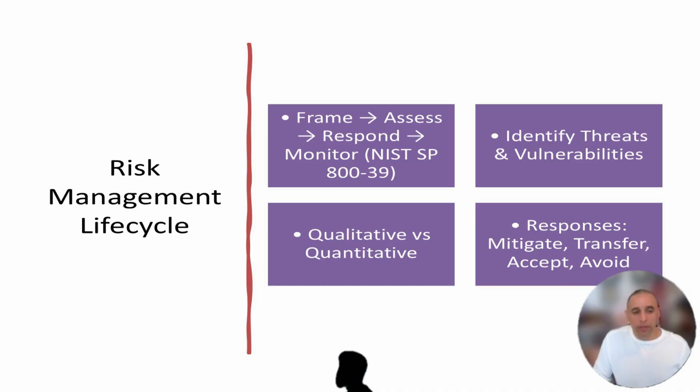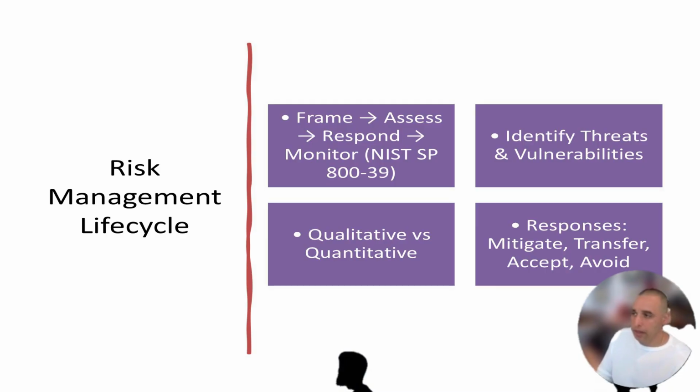Now, let's examine the risk management lifecycle, a structured approach organizations use to identify, assess, and respond to risks. The risk management process is cyclical and ongoing. According to NIST Special Publication 800-39, it consists of 4 main phases: frame, assess, respond, and monitor.